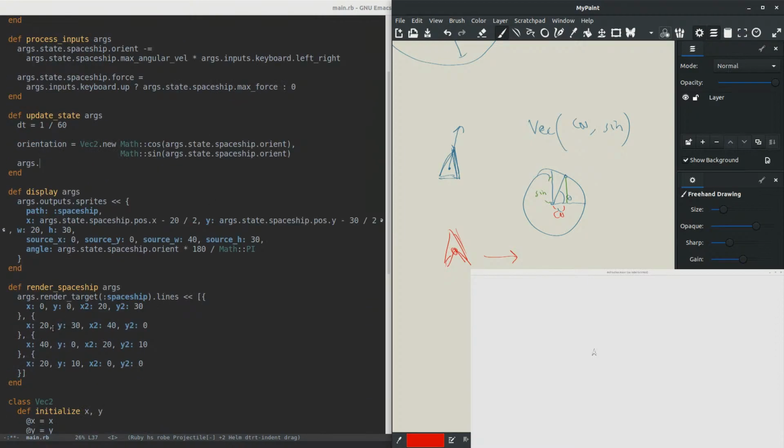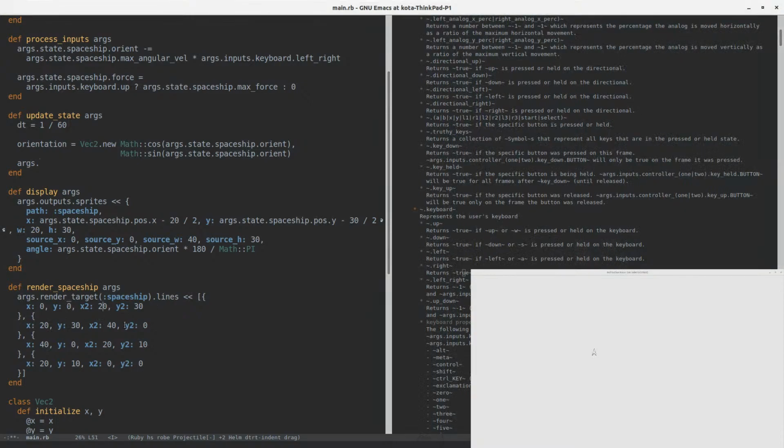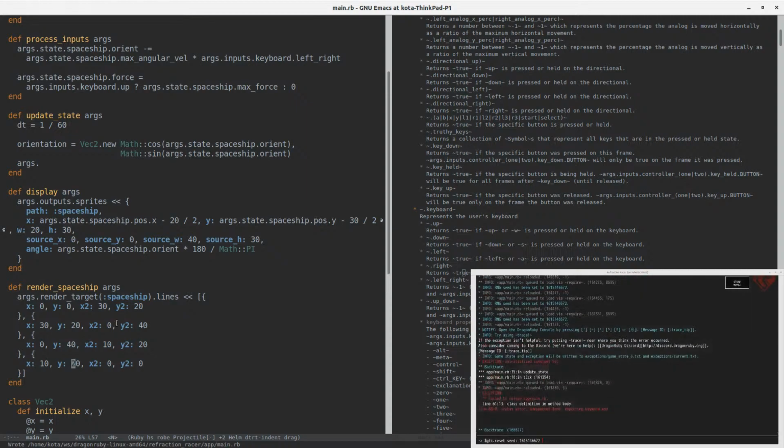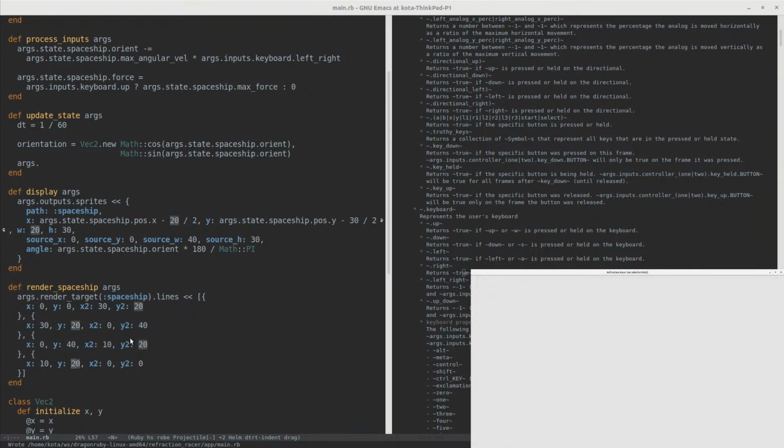So maybe that's what we'll do. I think I just need to flip all these, and then it should be okay. 0, 40, 10, 20. I know there's definitely an Emacs way to do this. I've been using Emacs for I don't know how many years at this point, but there are definitely things that I just don't do as I'm supposed to.